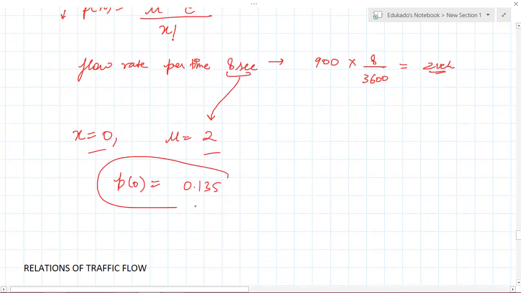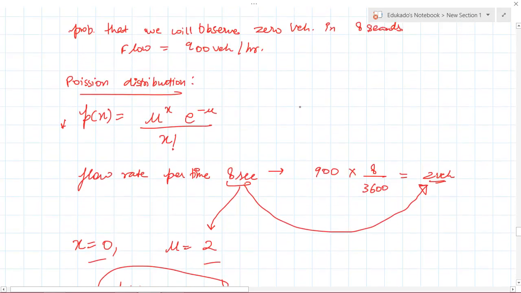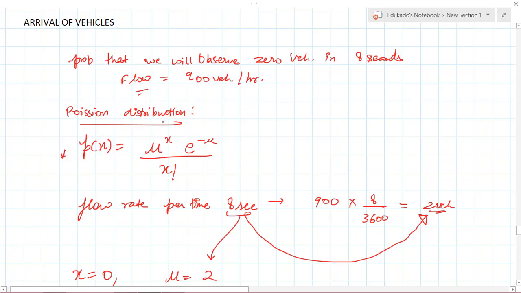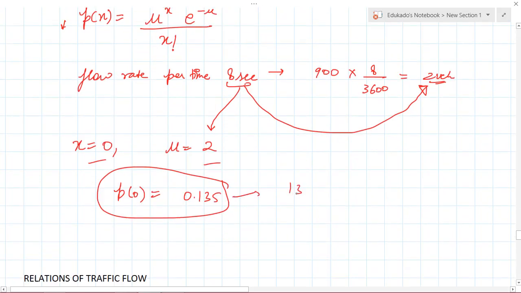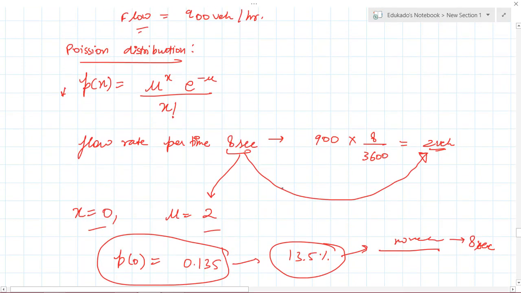So this is the required probability that in 8 seconds 0 vehicles will pass, even though you know that according to this flow, every 8 seconds 2 vehicles must pass. But probability wise, it's 13.5% that no vehicles will pass in an 8 second time. So such studies are done on the arrival of vehicles using the Poisson distribution.